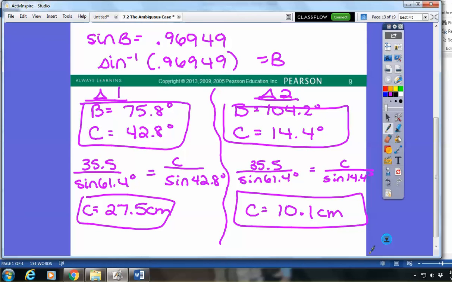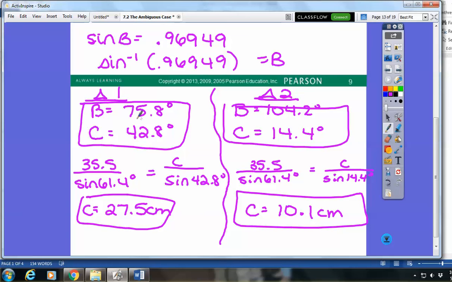And I get my side C to equal 10.1 centimeters. You should do just a quick check at the end to make sure your answers are reasonable. Remember, in a triangle, the biggest side has to be across from the biggest angle, and the smallest side is across from the smallest angle.